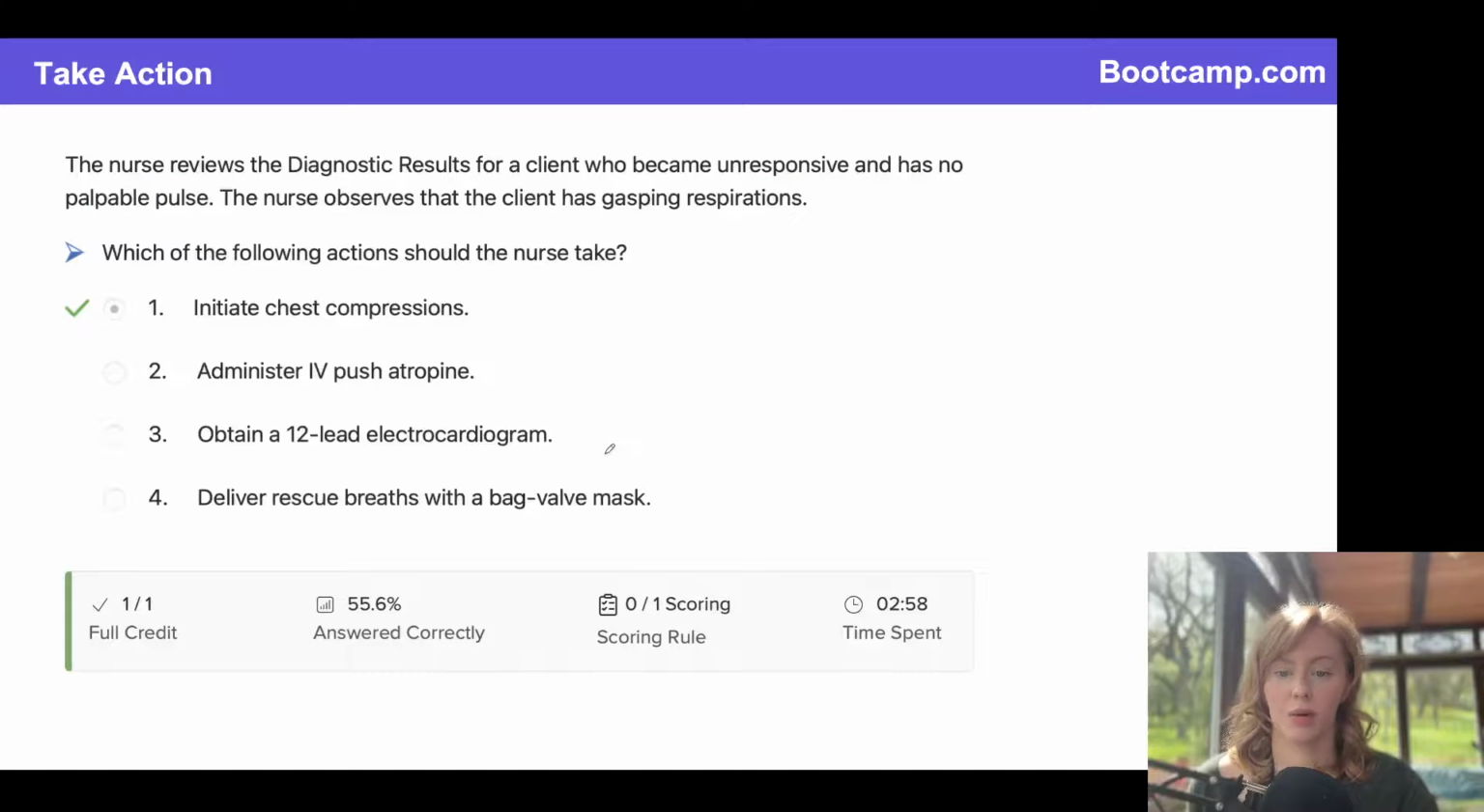All right, good job. Only about half of people got that. So keep this in mind: patient has no pulse, do CPR. Don't forget that, you guys. That's going to come in handy one day.